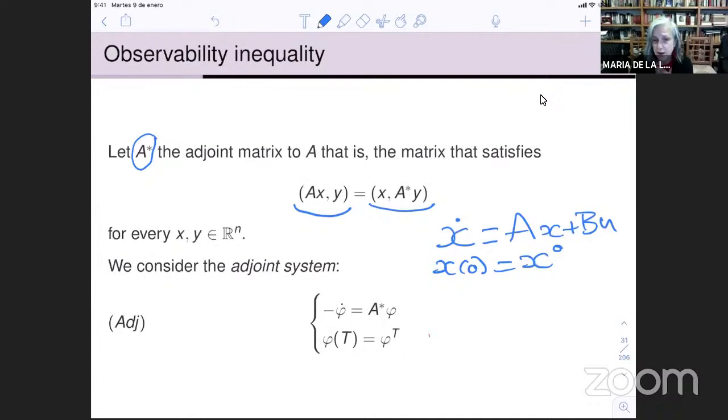So here there is no B. I only want to use A star phi, and this equation is backward in time. So I put the final datum, so at time capital T, okay? So what am I doing with that?